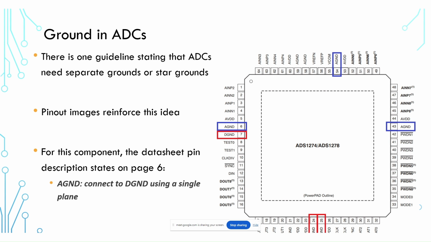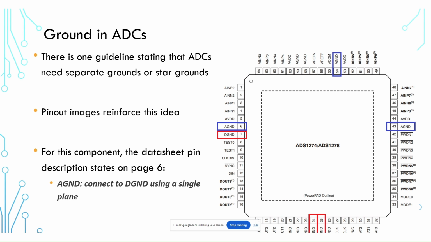Pretty simple idea. So there is one common guideline which states that ADCs need to have totally separate grounds, or at minimum they should have star grounds. And if you take a look at a typical ADC pinout, especially an ADC like this, which has several different channels, as well as several different digital inputs and outputs, it starts to reinforce this idea that you need to have separate ground nets, such as two different ground planes or a star ground.